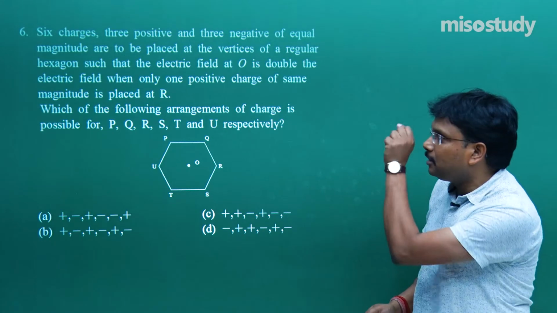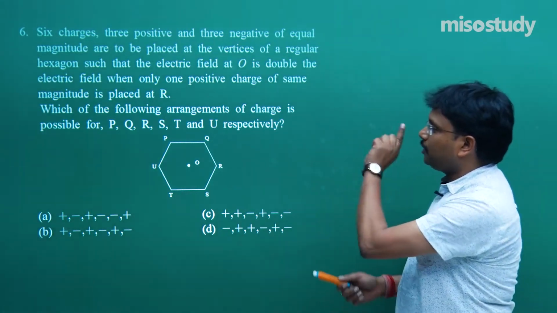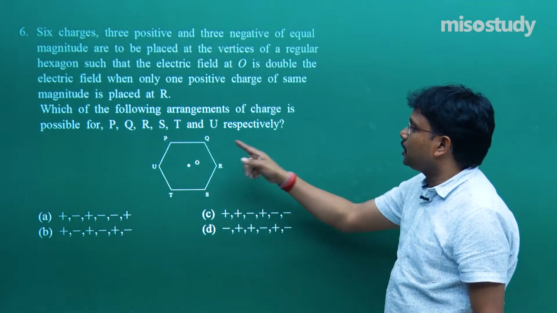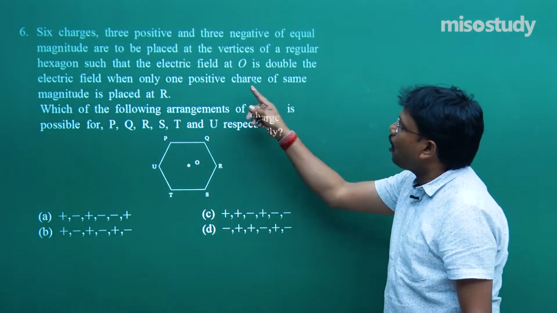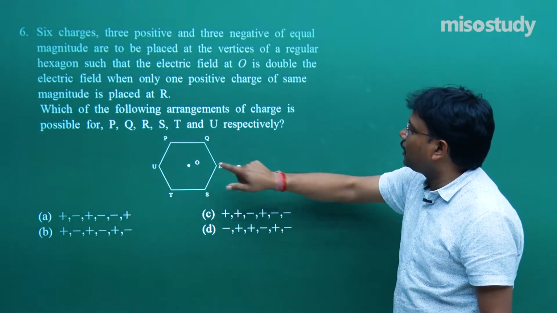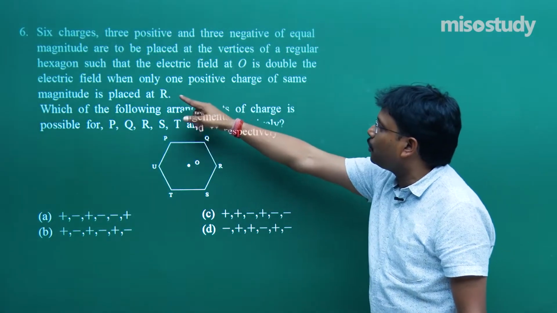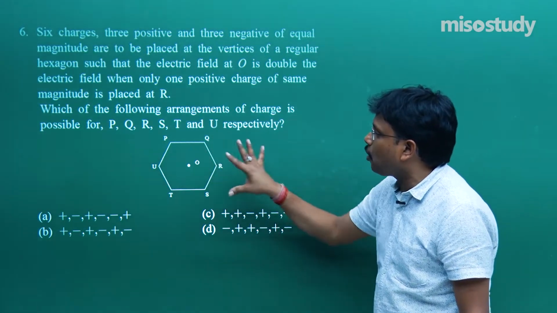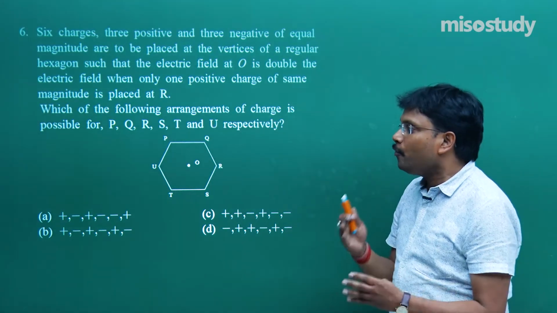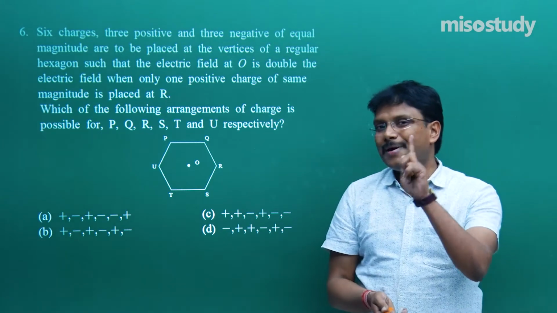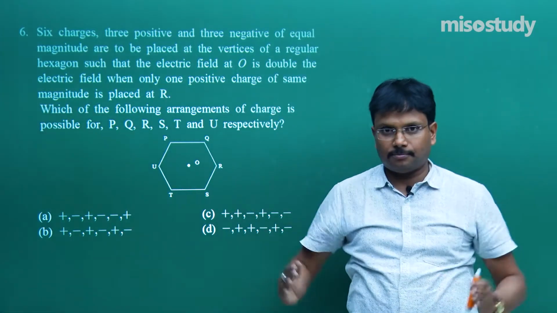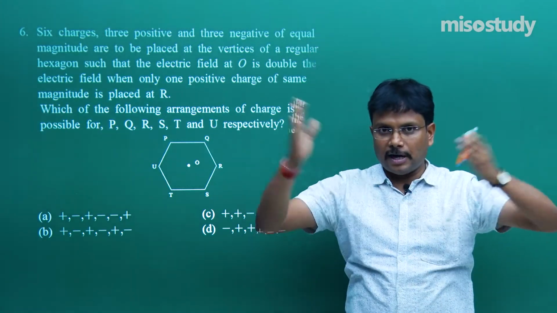But what exactly is the rule which is going to help you in this process? That is, which of the following arrangements of charges is possible, so that if you put only one charge at R, then the net electric field is going to be twice the combined electric field. Now, who will come and help me out? The basic approach: for a negative charge, field lines go inward. For a positive charge, field lines go outward.